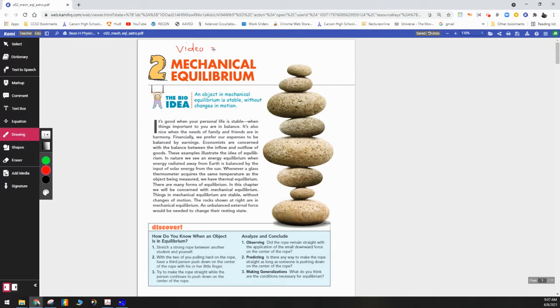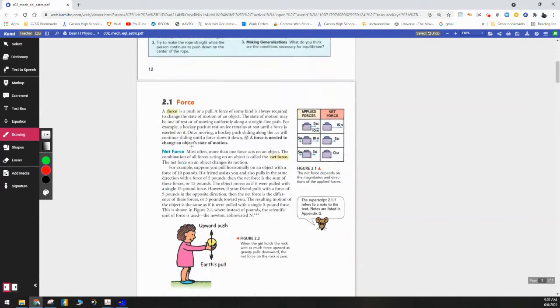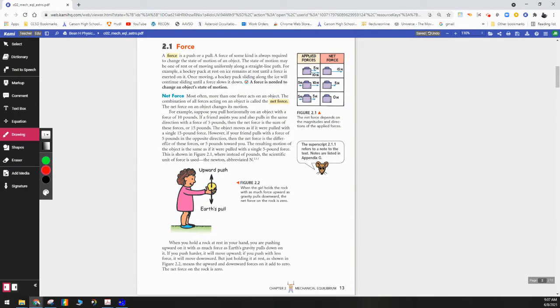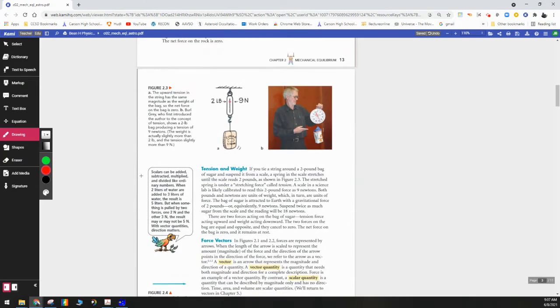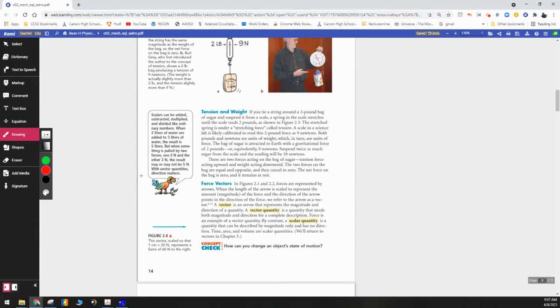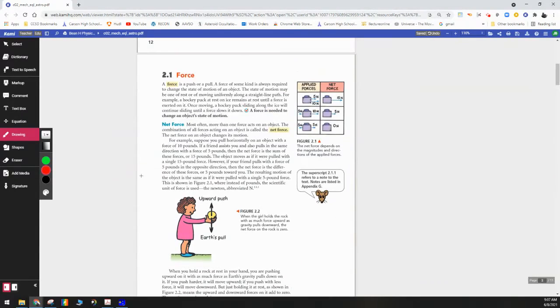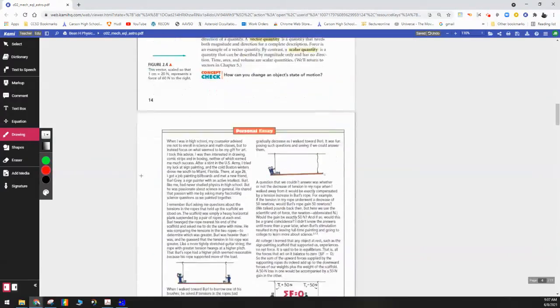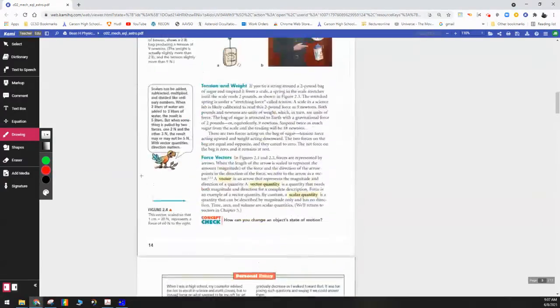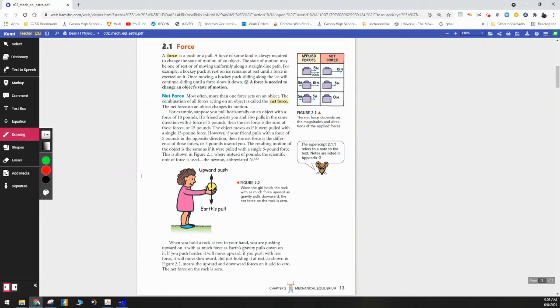Video 3 in our summer series, mechanical equilibrium. So, go ahead and read this first part right here, and let's go ahead and get down to section 2.1 and read about force. Go ahead and read section 2.1, and then we'll touch base here and continue.